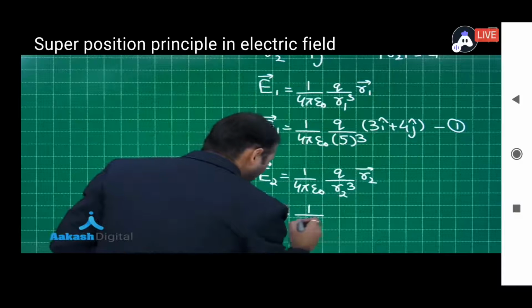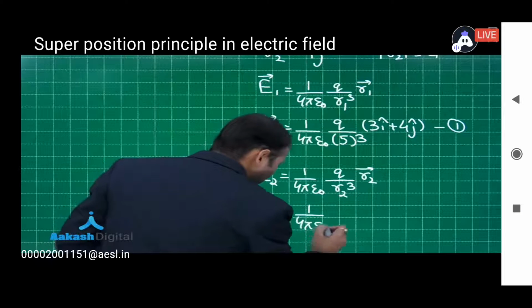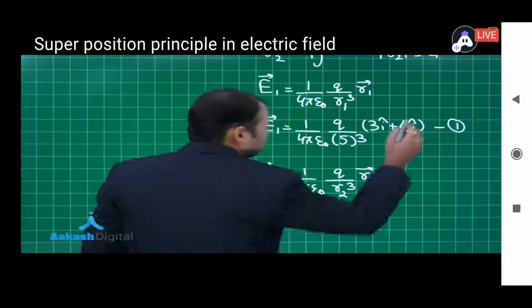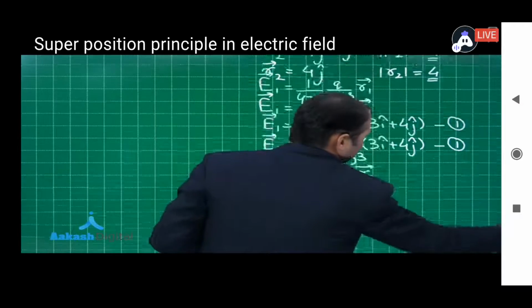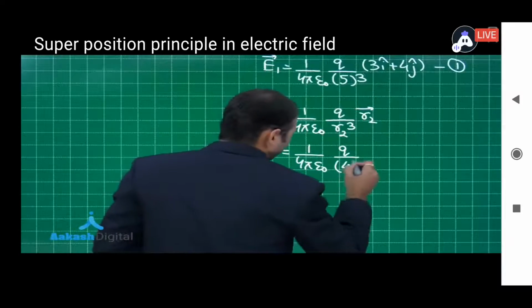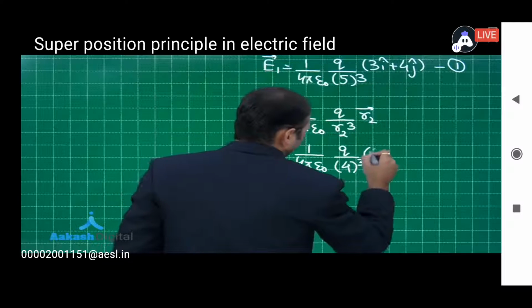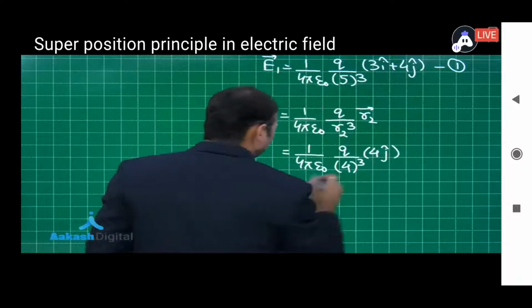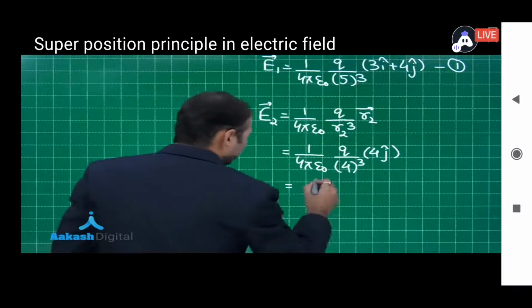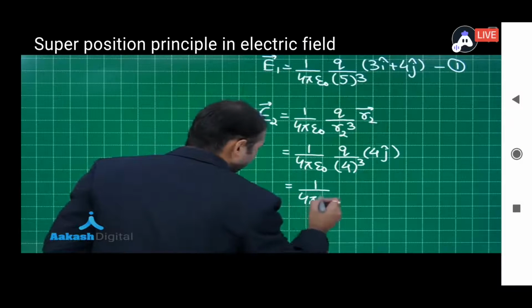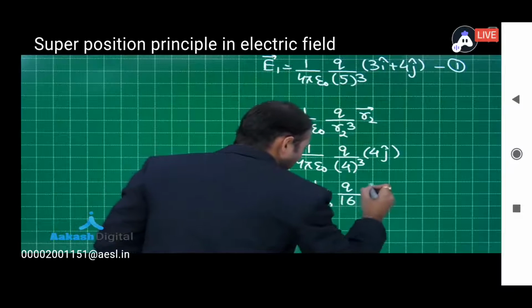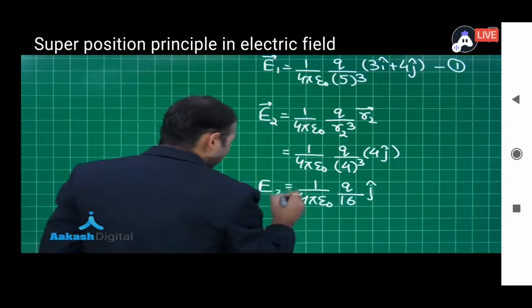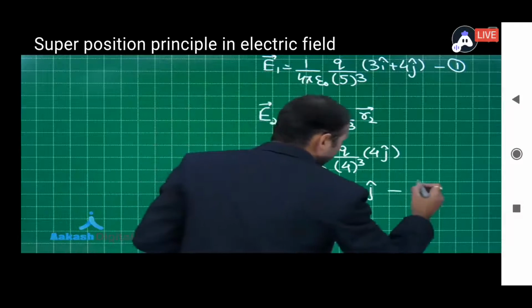You will get 1 upon 4 pi epsilon naught Q upon the magnitude of R2, which is 4 units. So here it is 4Q into 4 j cap. Solving this, simply the 4 and 4 can get cancelled. It is 1 upon 4 pi epsilon naught Q upon 16 j cap. So this is the value of E2 vector. Let's take this as equation 2.